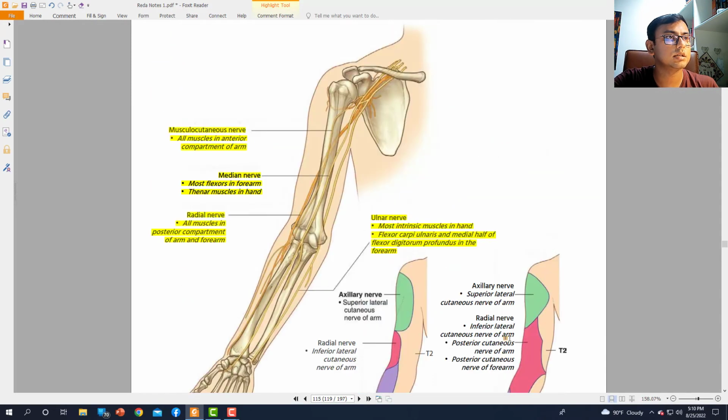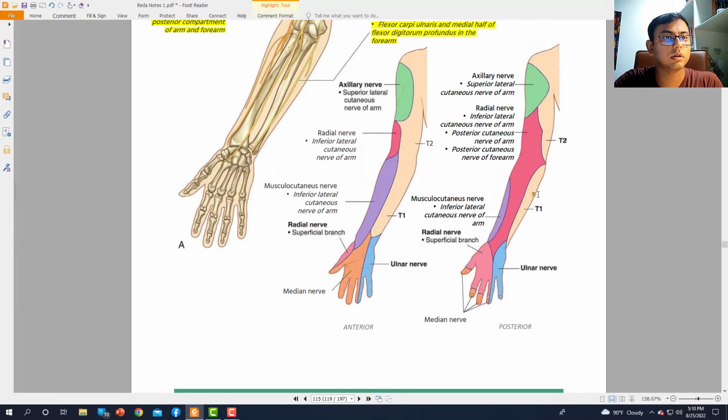Okay, you must think of four things. The posterior surface is by the radial, the flexors of the forearm by the median, and all muscles of the anterior compartment of the arm by the musculocutaneous, and the ulnar supplies the intrinsic muscles of the hand, that is T1. It is the nerve root value, and the dermatome is T1. Here see the T1 ulnar nerve.